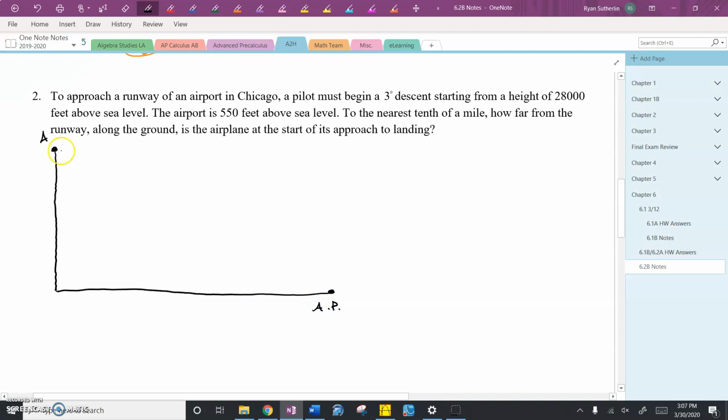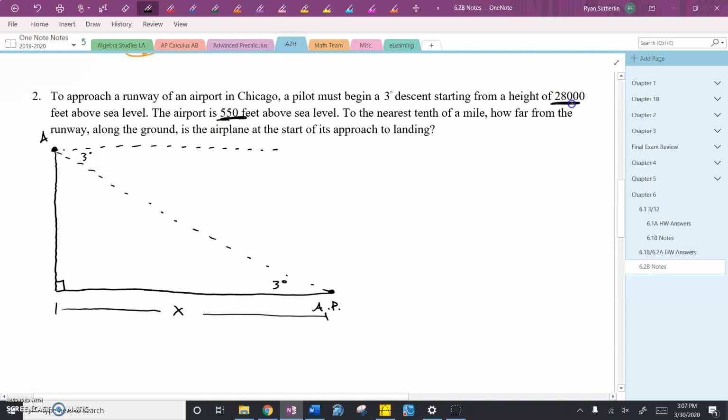Now, again, we have an angle of depression. Our angle that we're descending is 3 degrees. So I'm going to mark this. Obviously, it's much bigger than 3, but we can just go with that being 3 degrees. We want to find the distance along the ground from the airplane to the airport. Now, the tricky one here for the height is that the airport is 550 feet above sea level. The airplane is 28,000 feet above sea level. So the airplane is actually 27,450 feet above the ground that the airport is on.